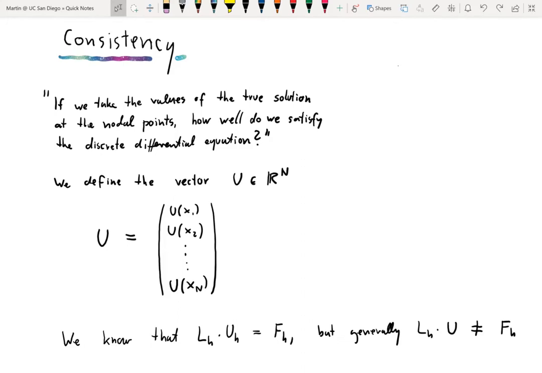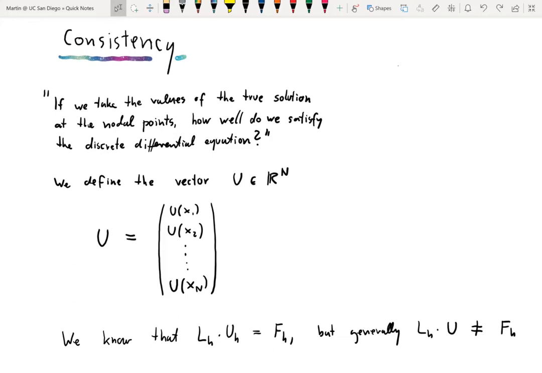I mean, that's intuitively clear. The discrete solution satisfies the discrete boundary value problem. The true solution satisfies the true boundary value problem, but generally not the other way around. If I take the true solution and plug it into the discrete boundary value problem, it's not going to fit right. If I take the original solution and plug it into the original boundary value problem, it's also not going to work right.